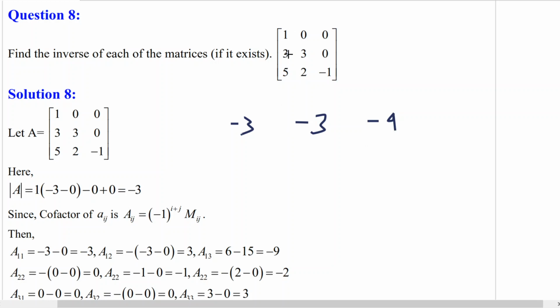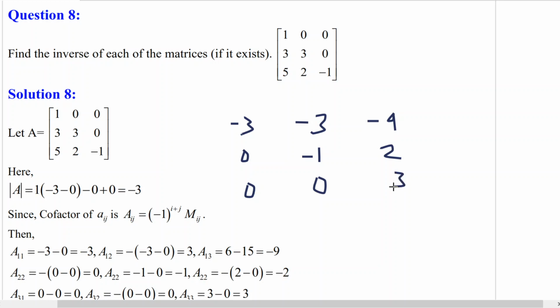Okay, now hide this 3, row and column. 0 0 2 minus 1, 0 minus 0, that is 0 only. Hide this 3 by row and column. Minus 1 minus 0, that is minus 1 only. Hide this 0 by row and column, so 2 minus 0, that is 2. Now third row, hide this 5 by column and row. 0 minus 0, that is 0. Hiding this 2 by row and column. 0 minus 0 is 0. Hiding this minus 1 by column and row. 3 minus 0 is 3.